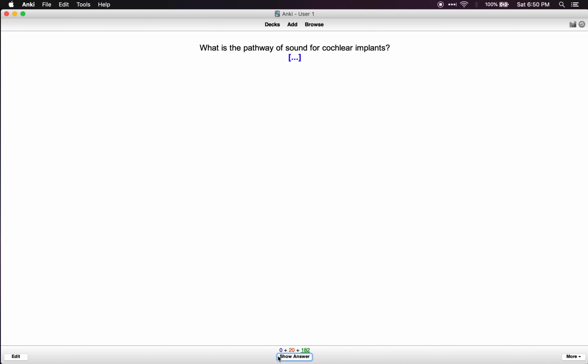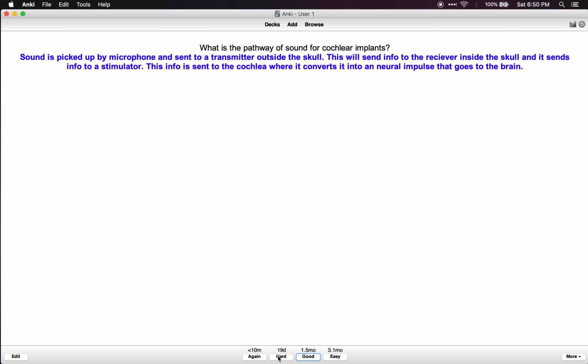What is the pathway of sound for cochlear implants? Sound is picked up by a microphone, sent to a transmitter outside the skull, to a receiver inside the skull, to a stimulator, then sent to the cochlea, where it is converted to a neural impulse and goes into the brain.